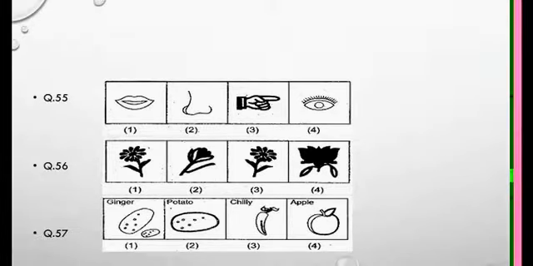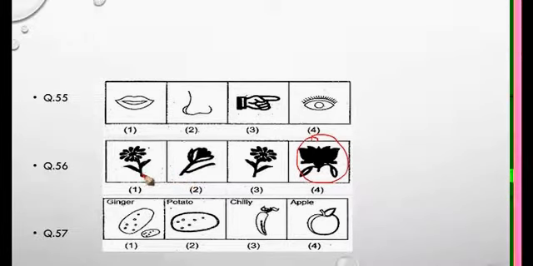Let's go to question number 56. In question number 56, there are 4 options given. Option 1 is a flower. Option 2 is also a flower. Option 3 is also a flower, and option 4 is also a flower. But option 4 is lotus, which grows in water.